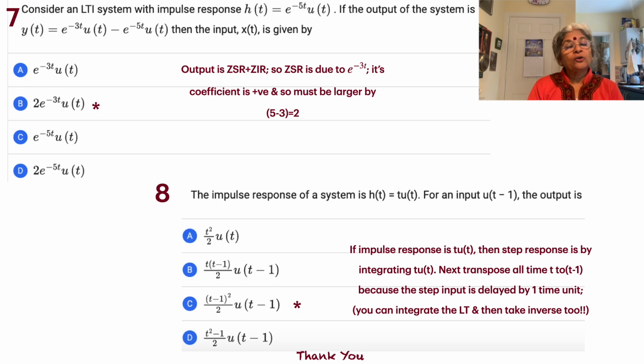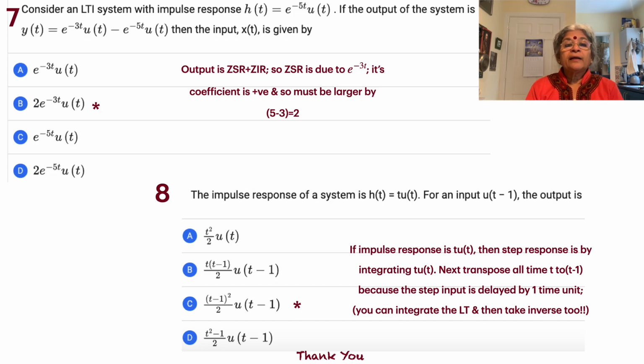In other words, we are talking about two responses. One is what is called a zero state response, wherein the input takes over, or e raised to minus 3t, its components take over. And there is also what is called the zero input response. That is when there is no input. Again, there is a response, and that is where the e raised to minus 5t u(t) of the impulse response comes in.